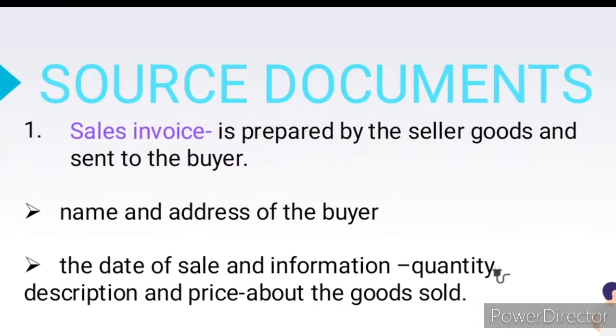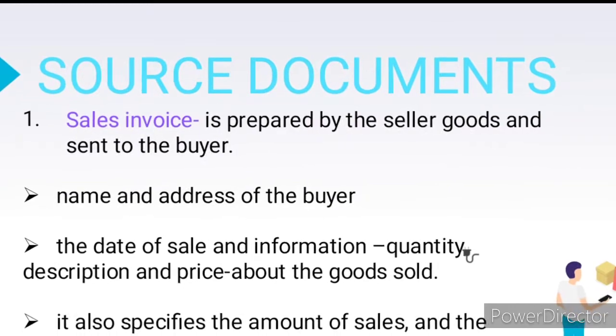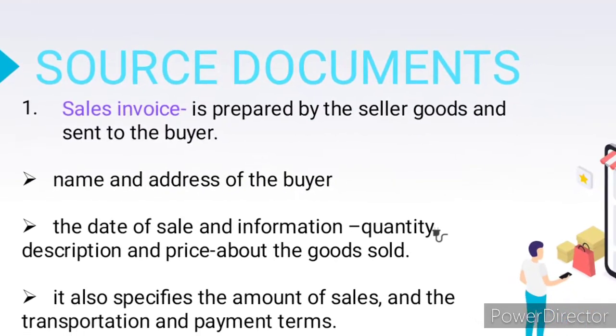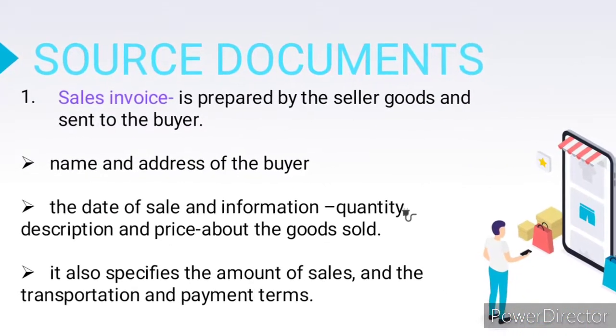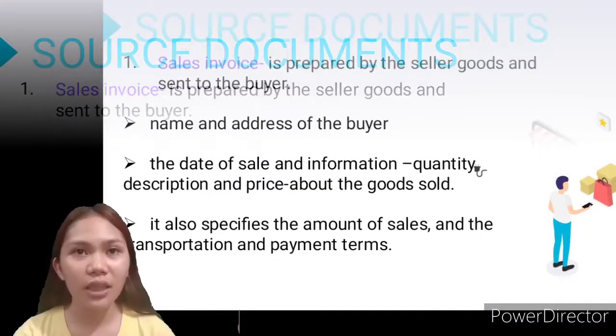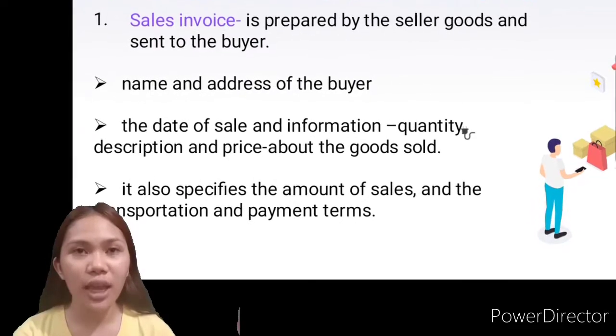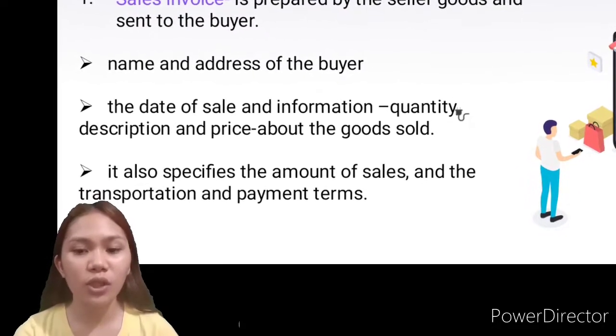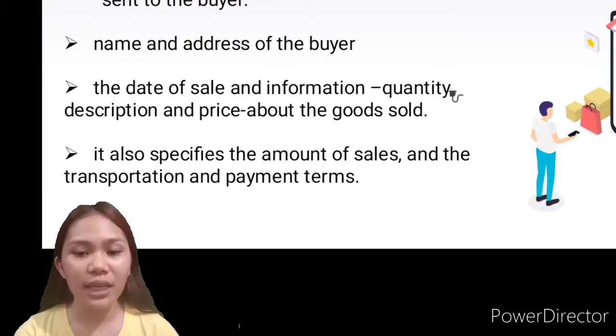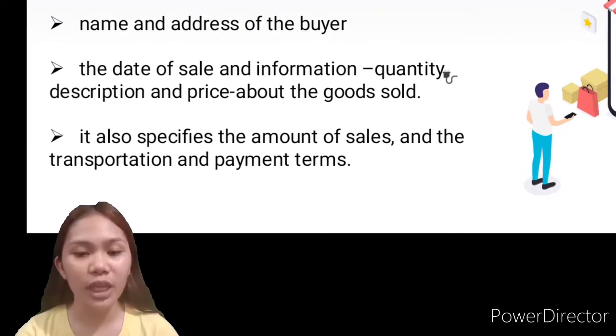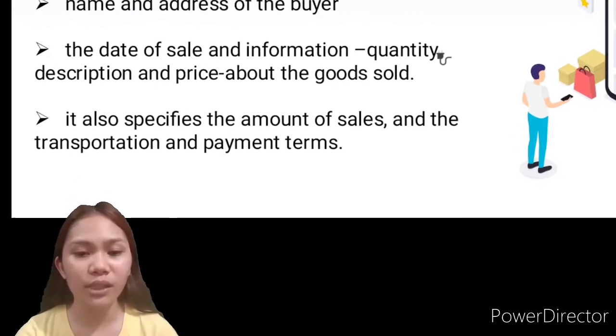The sales invoice is prepared by the seller of goods and sent to the buyer. It includes the name and address of the buyer, the date of sale, and information such as the quantity, description, and price. It is about the goods sold. It also specifies the amount of sales, the transportation, and payment terms.